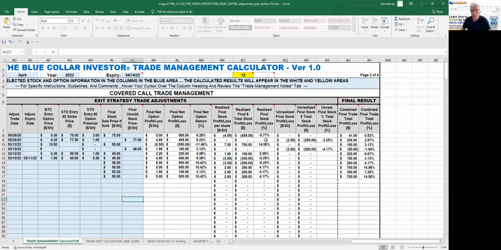Now, the spreadsheet will then combine the option and stock portions, telling us that on this losing trade, when the price of the stock went down, forcing us to roll the strike down in the same contract month, we ended up with a net profit of $41. And based on our cost basis, that was a return of 0.52% for the 33 days in the trade.